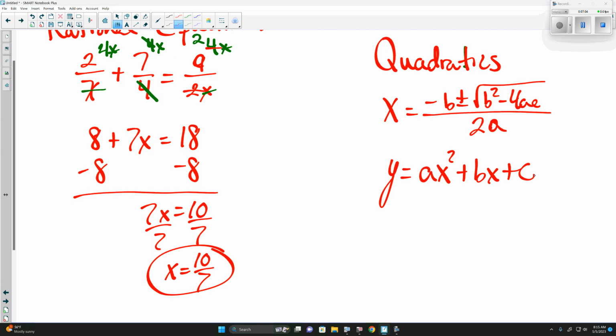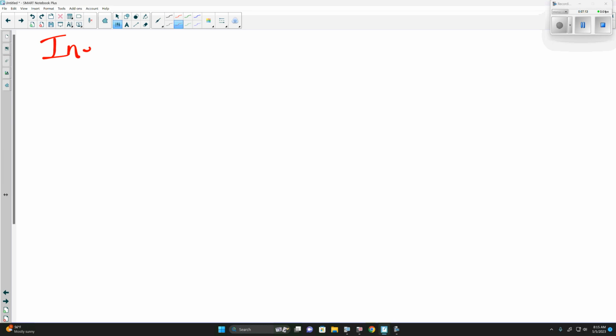Any questions on these so far? Kind of pretty straightforward. Inequalities, rational and linear. I don't think we need to talk too much about inequalities.